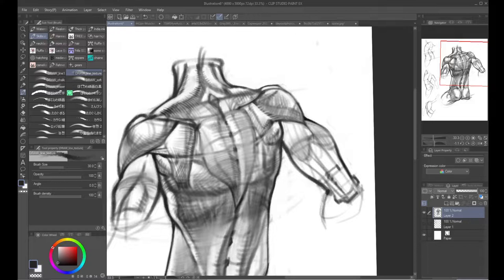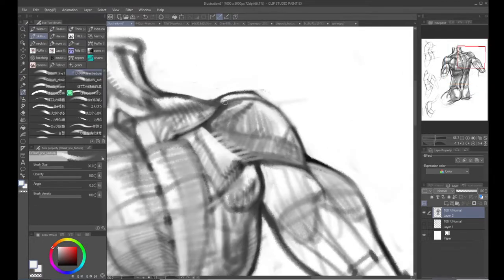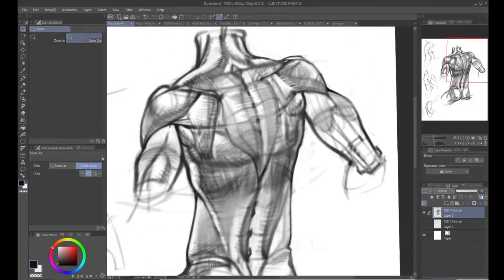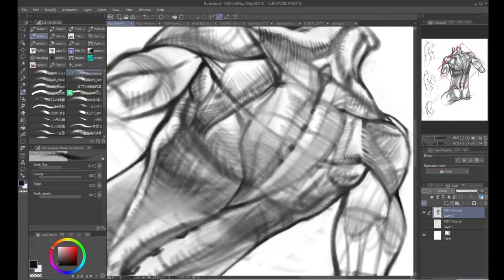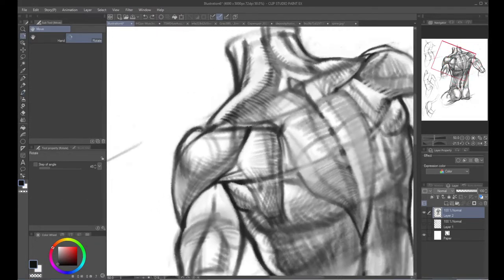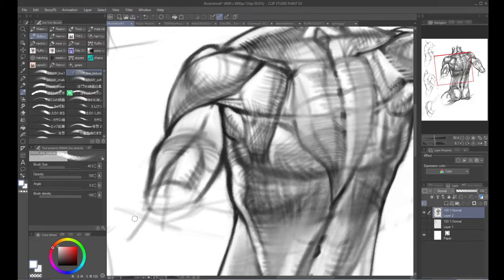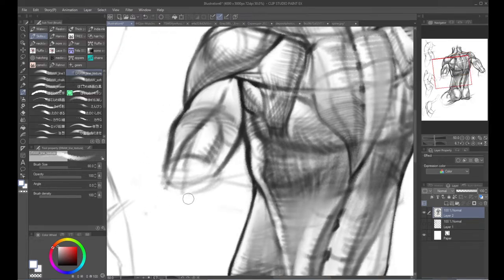Making the connection here softer. And let's show a little bit of bone here where the deltoid connects. The acromion of the scapula. And returning to our process of cleaning the image up and gently making it look better.